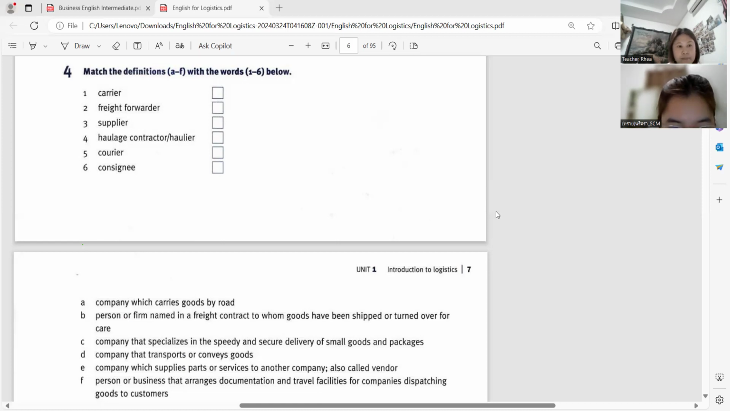Number C is... the carrier. C is the courier. Okay, carrier. Okay, courier. Letter C is number 5. Okay. Number 5 is letter C. Okay. Yes.